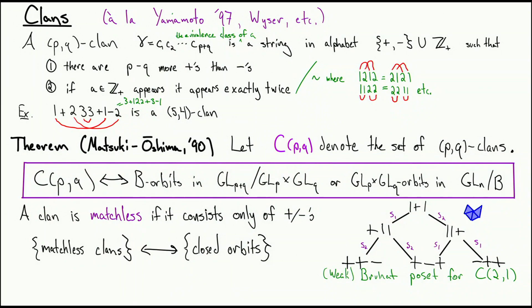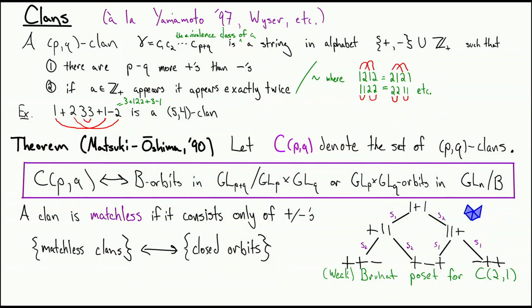Okay, so I don't have to introduce clans too much, thankfully, because we saw them the other day, but I'll note that I'm going to use the notation which comes from their presentation in a paper of Yamamoto and later in a bunch of work of Wyser, where we have strings in an alphabet of pluses and minuses, but instead of the arcs and rainbows, I'm just going to use pairs of natural numbers to denote where one starts and one ends. There are going to be p pluses and q minuses. If a number appears, it appears exactly twice. The numbers are just placeholders. We don't care what they are, just their positions.